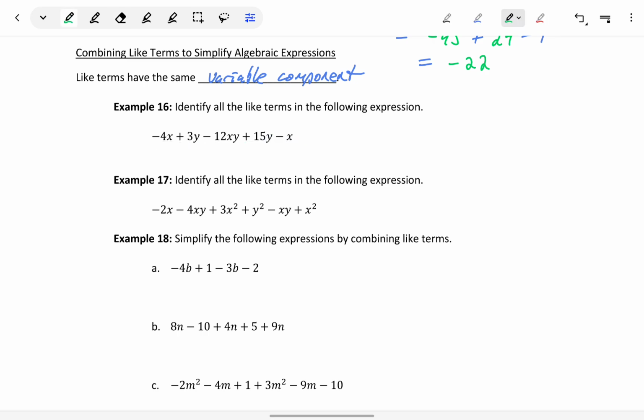In this case, we have two terms that have just an x. So negative 4x and minus x are like terms because their variable component is identical. Plus 3y and plus 15y are like terms because they both have a single y. The variable term is identical. And then minus 12xy doesn't have any like terms. There are no other terms that have an x times a y as that variable term.